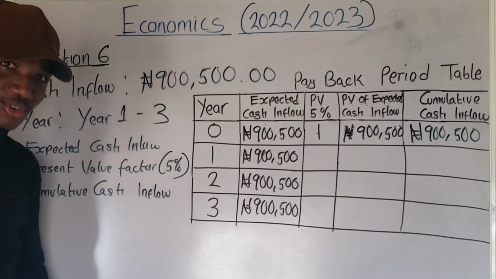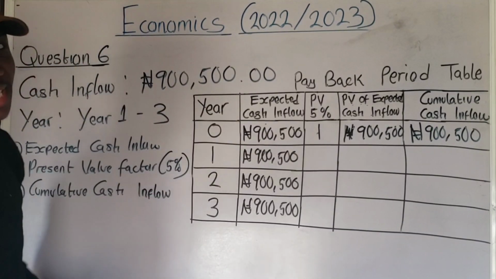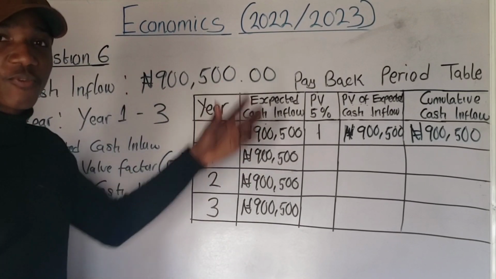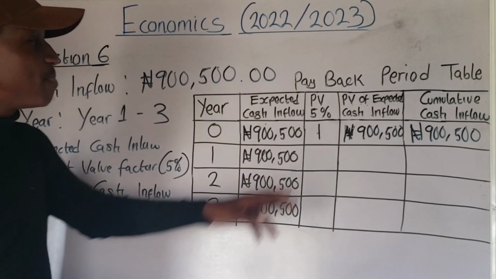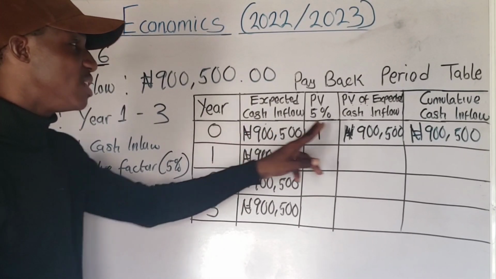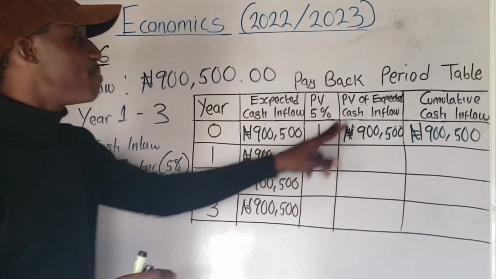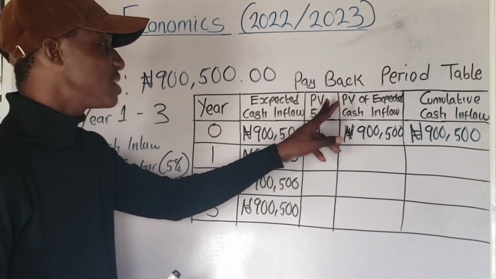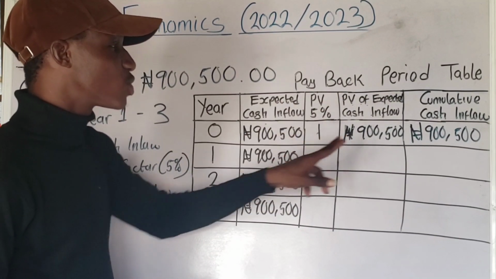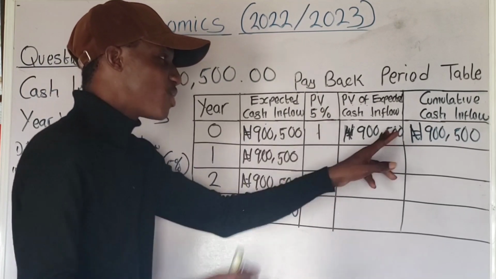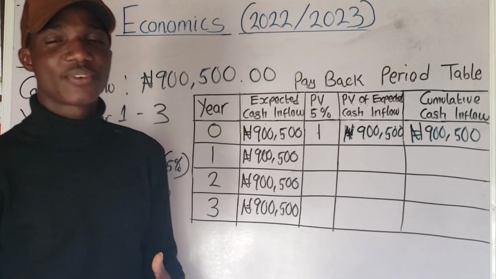This is the payback period. The expected cash inflow has been given in the question. This is it, and it is the same for all the years. Now the PV at 5%, I use my discount factor to get it. At year 0, it is what? 1. Now the PV of the expected cash inflow will be the product of these cells and these cells. So to get the value of these cells now, I multiply by 1. So I got this.